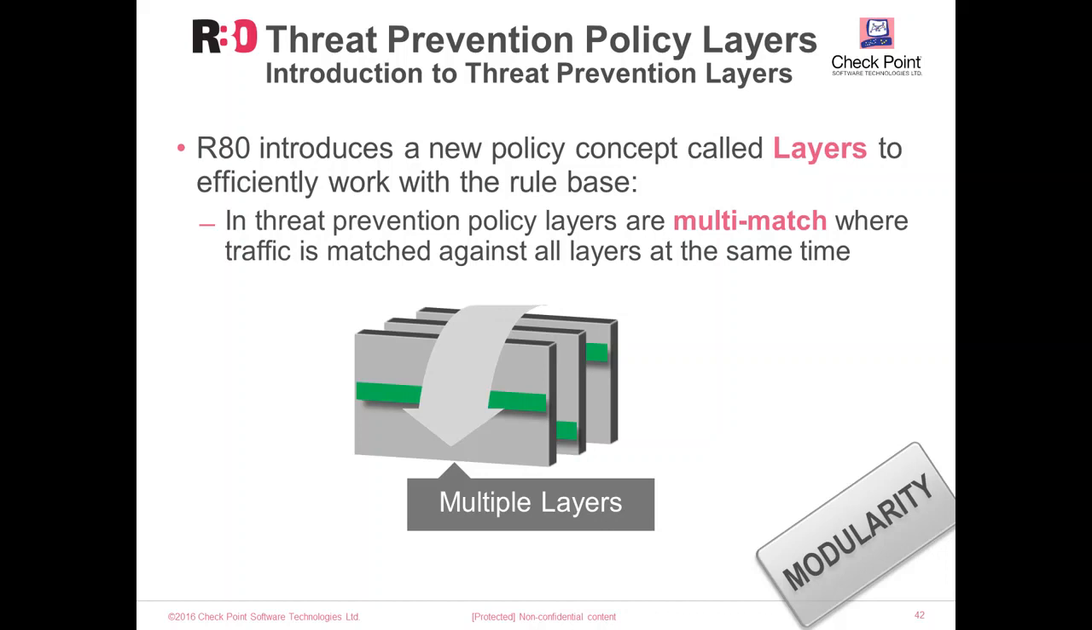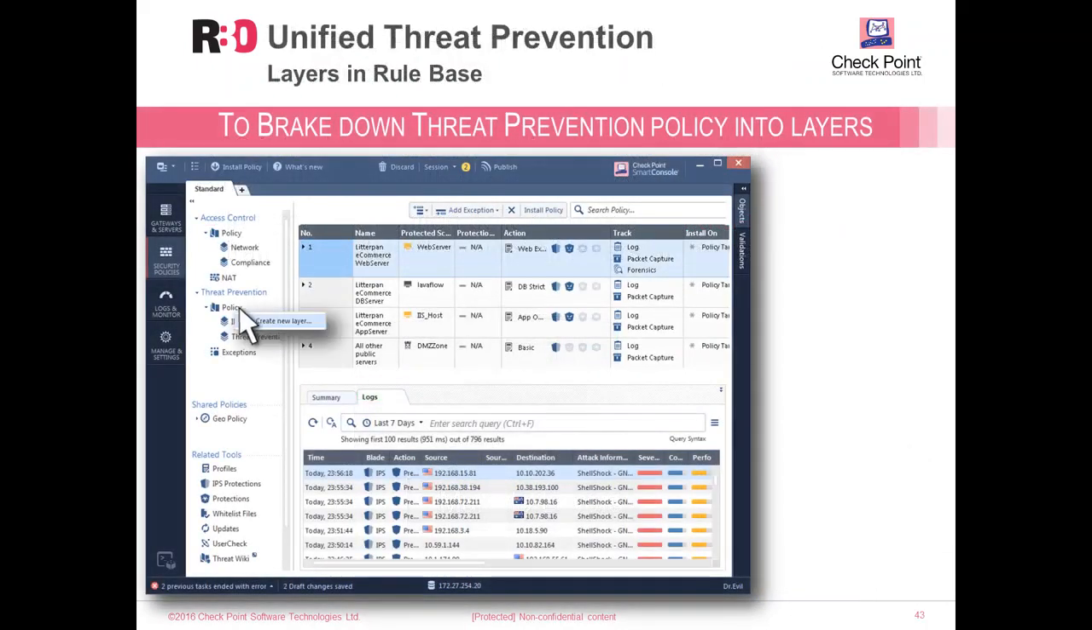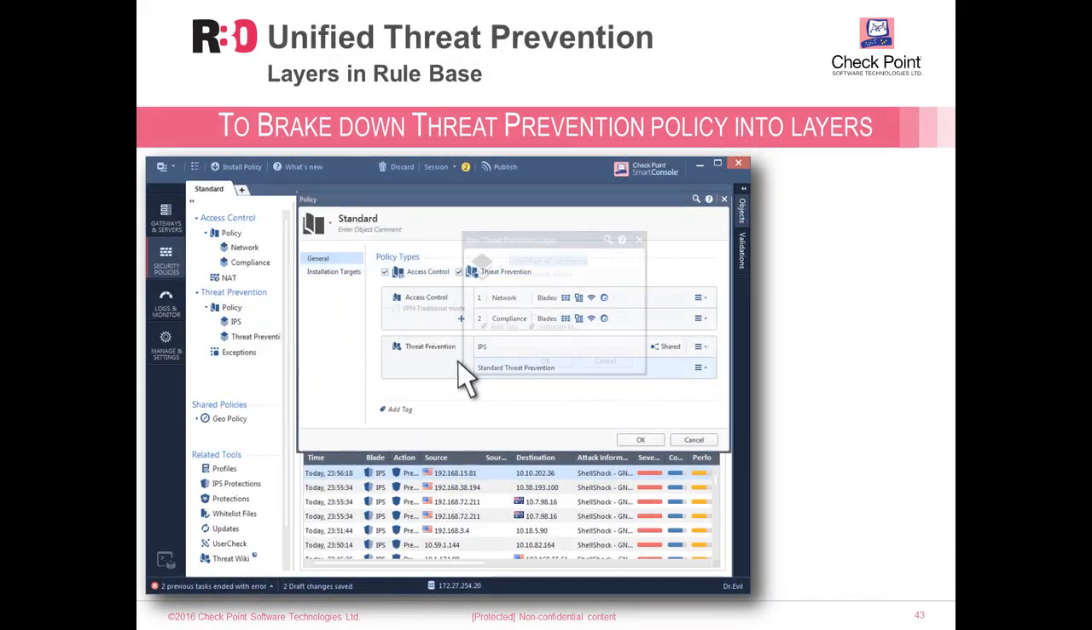Now, layers inside the threat prevention policy work a little bit differently compared to layers inside the access control policy. In the access control policy, as you might remember, layers are matched in an ordered mode or in an inline mode. In threat prevention, we're using a matching mechanism called multi-match, where the traffic is matched against all rules inside all the layers at the same time. We're going to talk a little bit more about that later. In order to configure multiple layers inside the threat prevention policy, you right-click on the policy package and then you add your threat prevention layer for the threat prevention policy into that policy package.